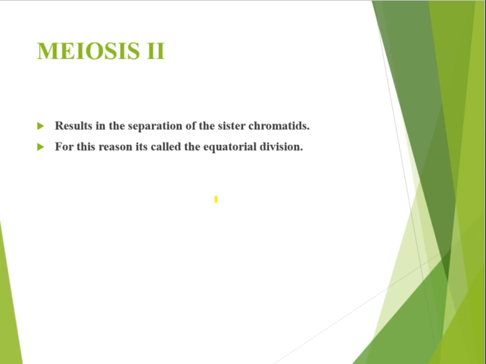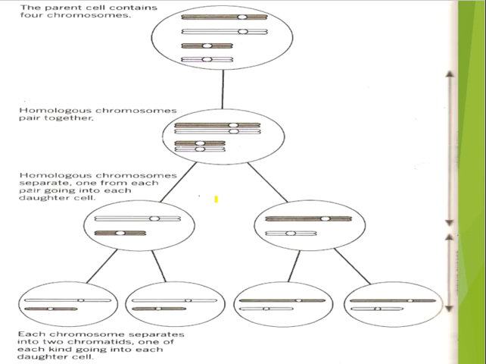In meiosis II, it results in separation of the sister chromatids. Remember, the first meiotic division is separation of homologous chromosomes. The second meiotic division is separation of the sister chromatids, and for that reason it's called equatorial division.